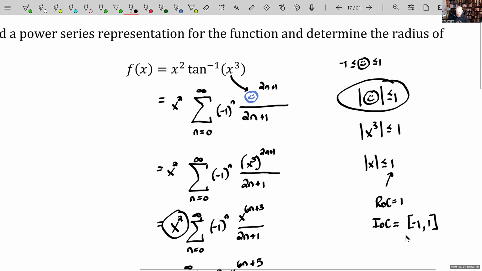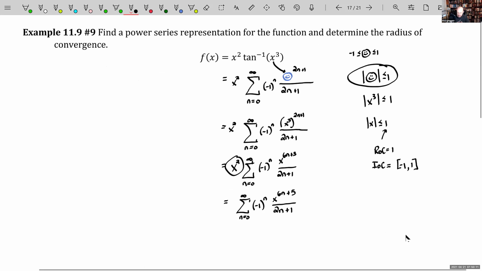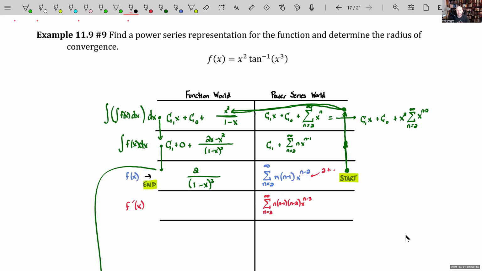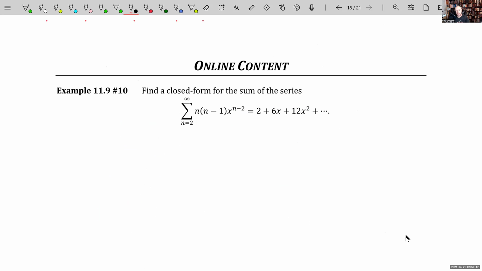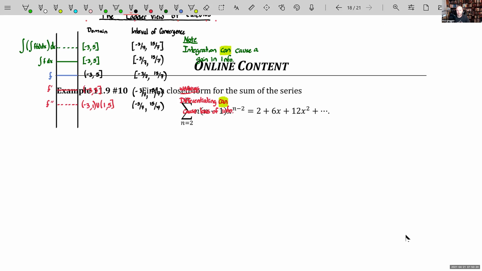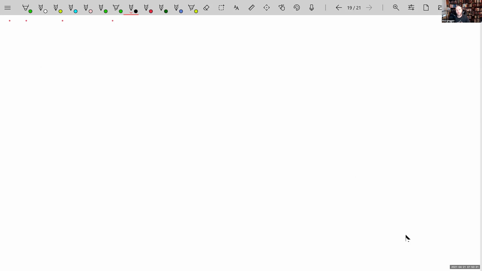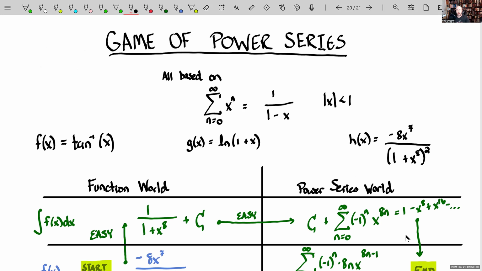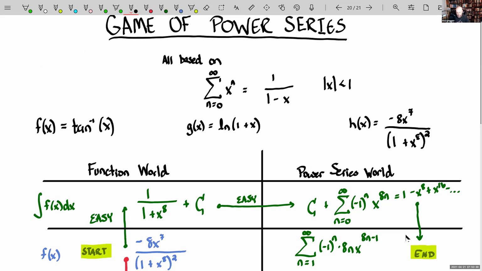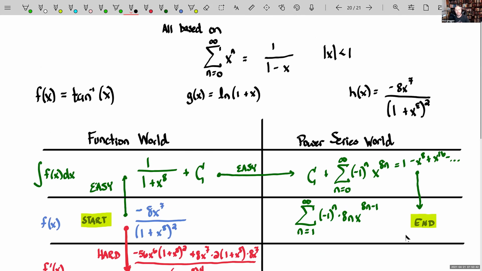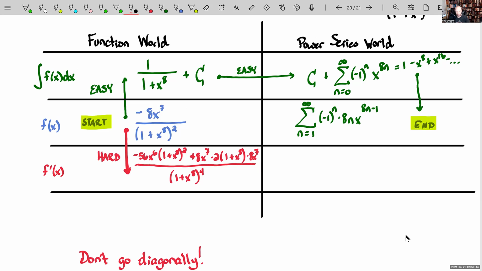All right. Let me see if there's anything else in here. I don't think there is. Nope. That's online content. That's it. And then the next page actually is, sorry, I can see my screen is taking forever. The next page is what I did in a video lecture for the ladder view of calculus. And then I did another one for the new method, the game of power series that we talked about last time. Really a very, very cool way of viewing how to create a power series from a given function. All right, so that finishes out 11.9.